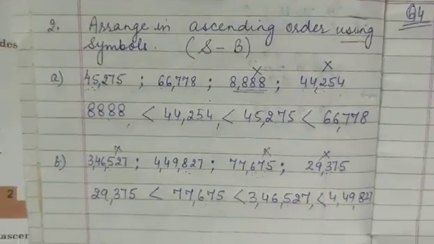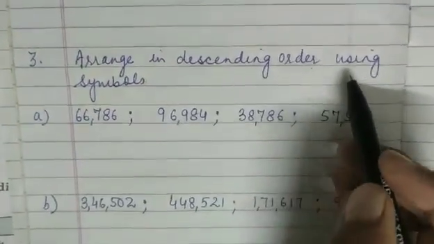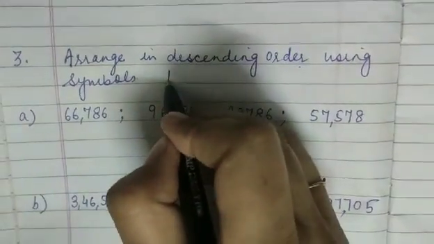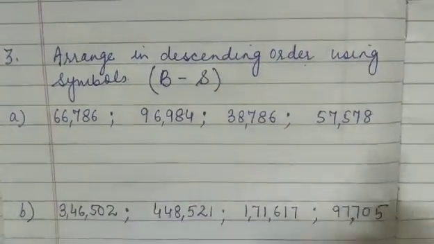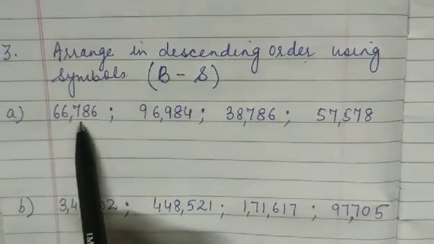Okay, so question number 3. That is, arrange in descending order by using symbols. The same method we will follow, that is a reverse method, that is biggest to smallest. Descending order means biggest to smallest. So we will start with the biggest number. The method will be the same. Count the digits.